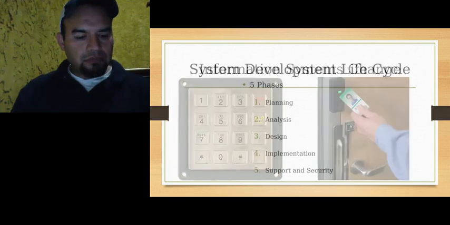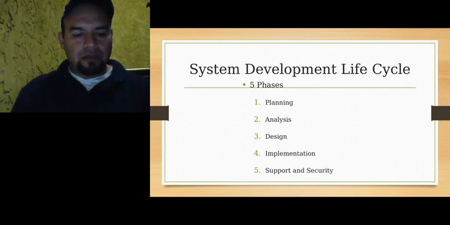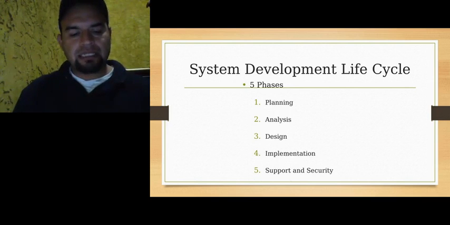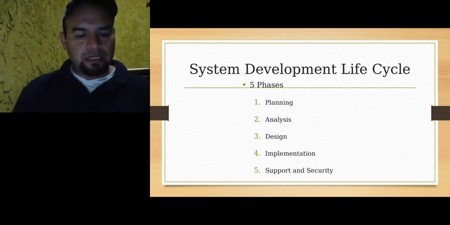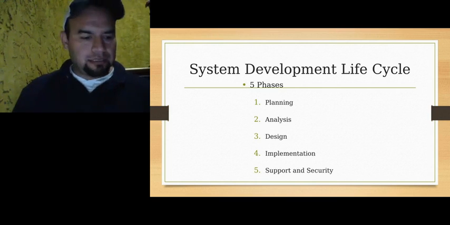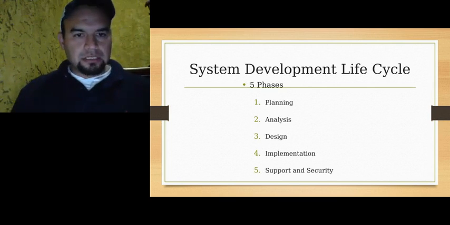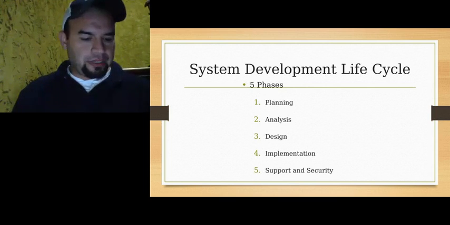Either way, the system development will have a system development life cycle, also known as an SDLC. Within this life cycle are different phases. Phases are activities in a system development that are sometimes grouped together into larger categories. Many traditional SDLCs contain 5 phases, such as planning, analysis, design, implementation, support, and security.